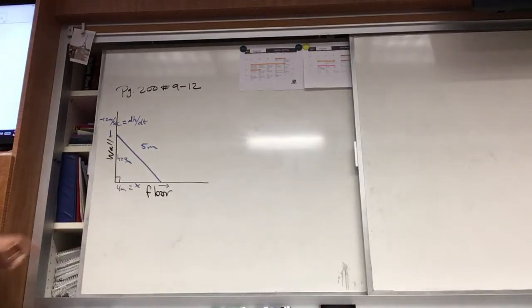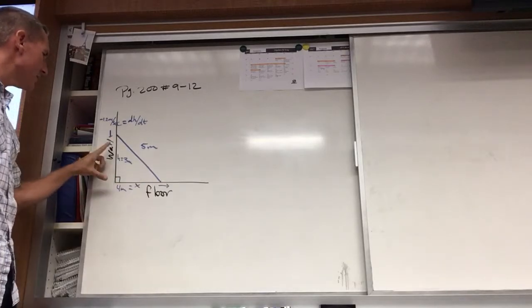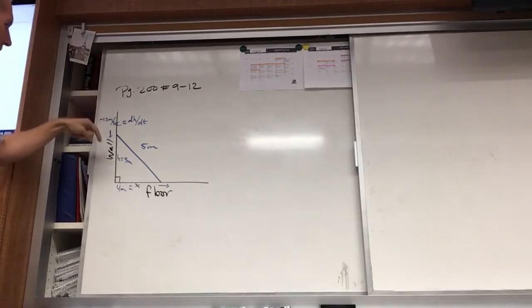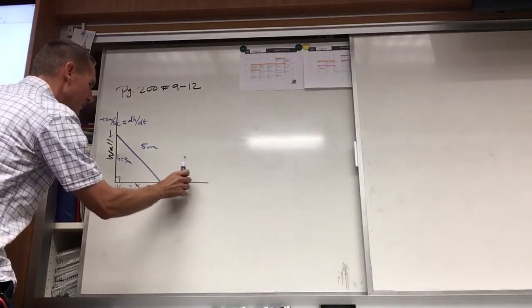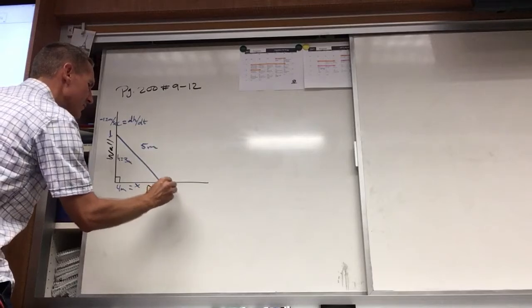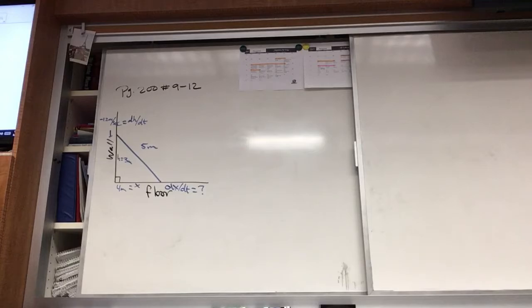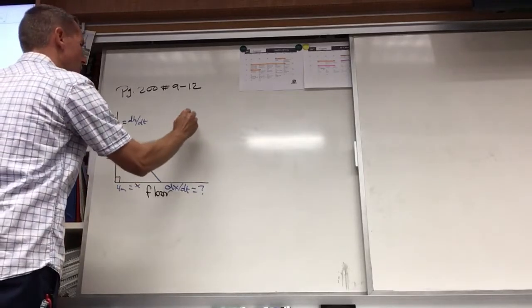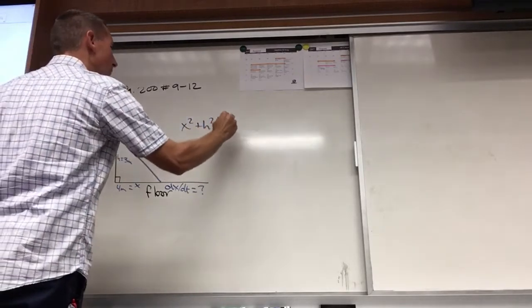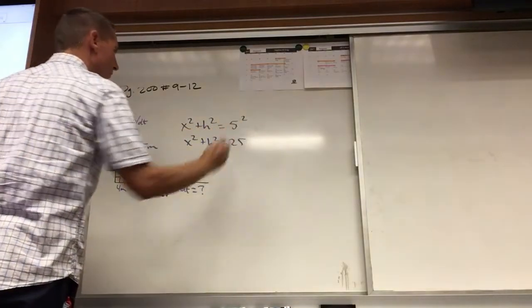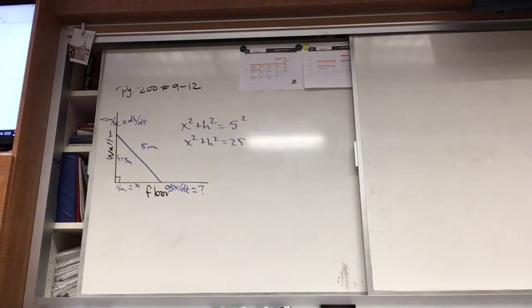So at this time, I know the distance of x, I know the distance of h, I know what the length of the ladder is, and I know what dh/dt is, and the big question is, what they're asking for is, what is dx/dt? So dx/dt is what? That's my big unknown. So in order to relate rates, I need to first relate variables. And how I'm going to do that is I'm going to say that x squared plus h squared equals 5 squared. So x squared plus h squared equals 25. Okay? So that's how I start.